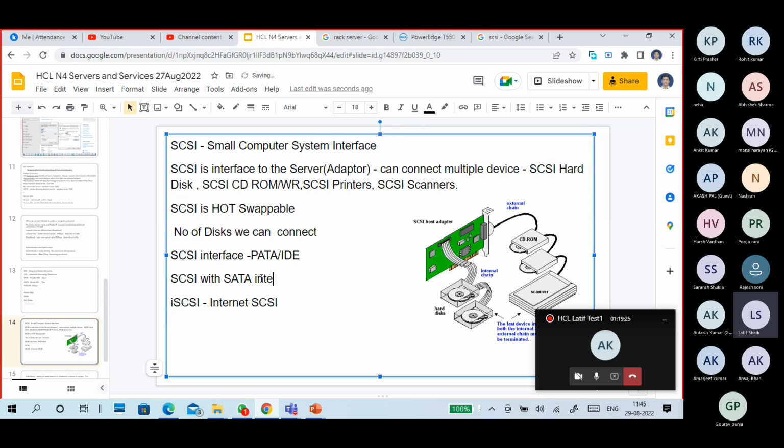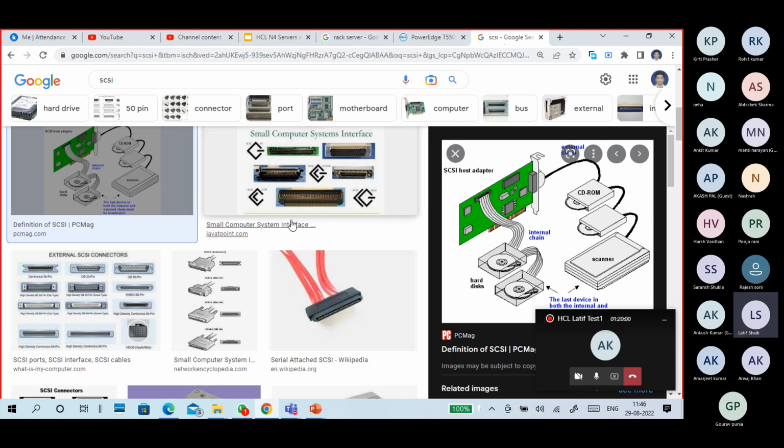The SATA type of interface, you know, is called SAS. What is SAS? Serial Attached SCSI. Okay, Serial Attached SCSI, SAS disk. So don't get a doubt, guys. SAS means SCSI disk only. SCSI type of disk. Old SCSIs have the pin connectivity.